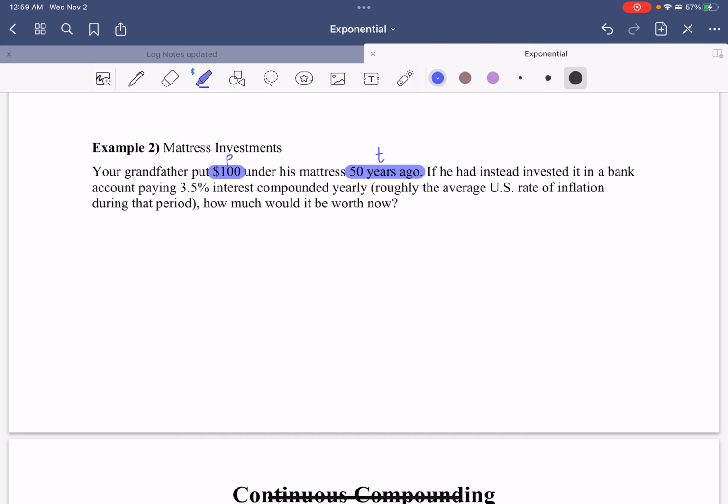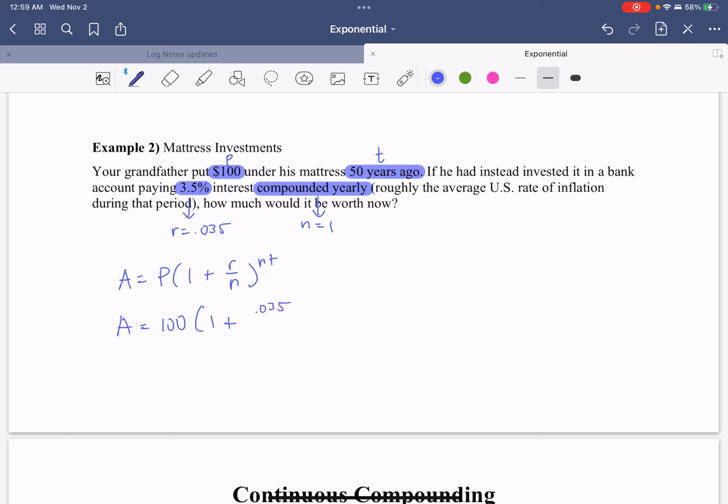The interest rate, which is 3.5%, that's going to be 0.035. And then it says compounded yearly. So that would be a compounding period, which represents the letter N, and yearly is 1. So how much would that be worth now? So I always start by writing the equation, and then I just fill in the variables that we have. So A is equal to 100 times 1 plus 0.035 over 1 to the power of 1 times 50 for 50 years, okay?